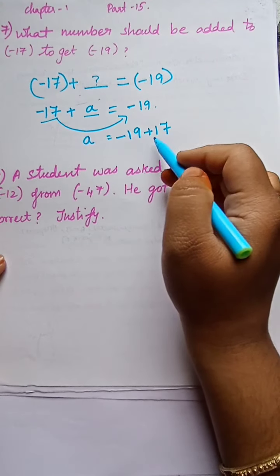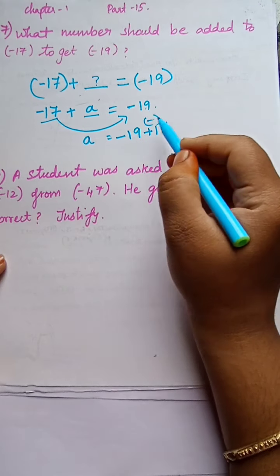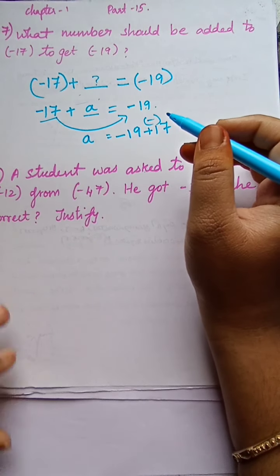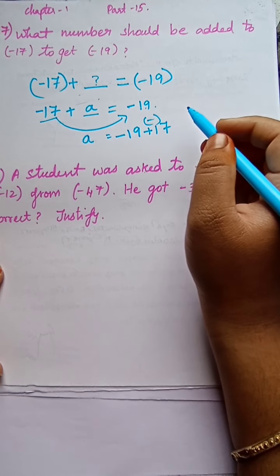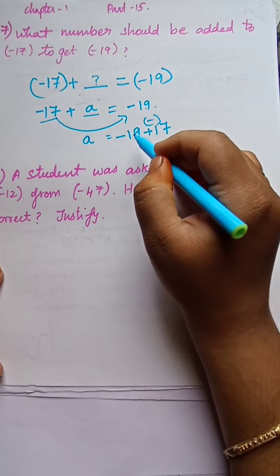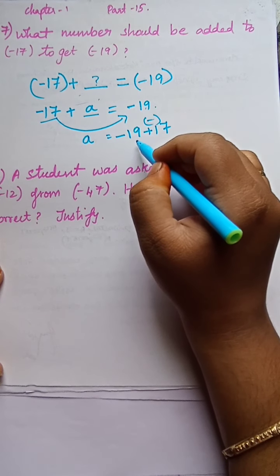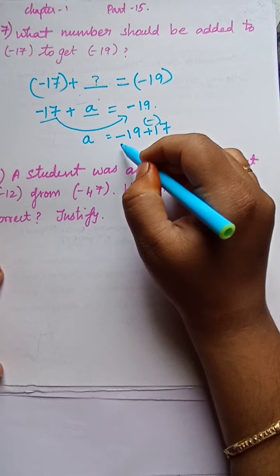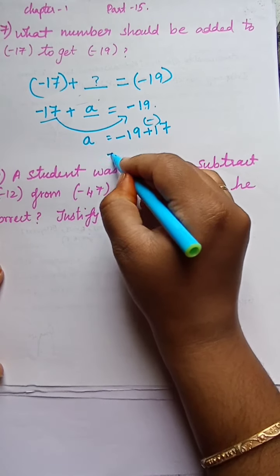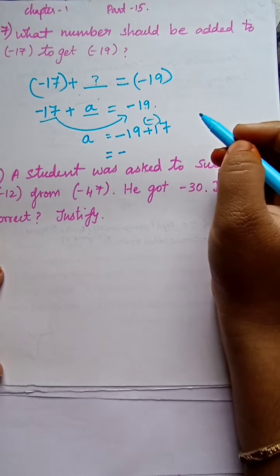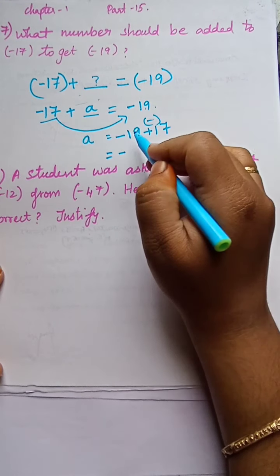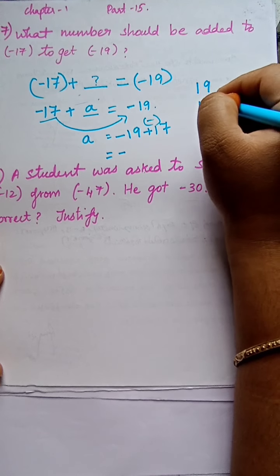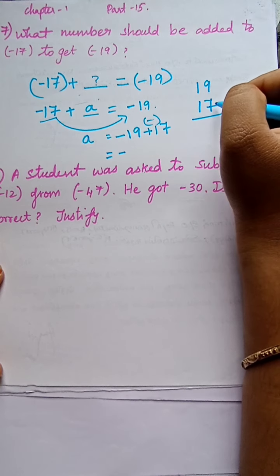Okay, now as usual we have to follow the same rules here. Minus into plus, minus, so we are going to subtract both the numbers. Next, we are going to see the biggest number. Which is the biggest number here, 19 or 17? 19 is the biggest number. So 19 contains a negative symbol, so your answer also should be in negative form. Then we have to subtract these two numbers. So 19 minus 17.